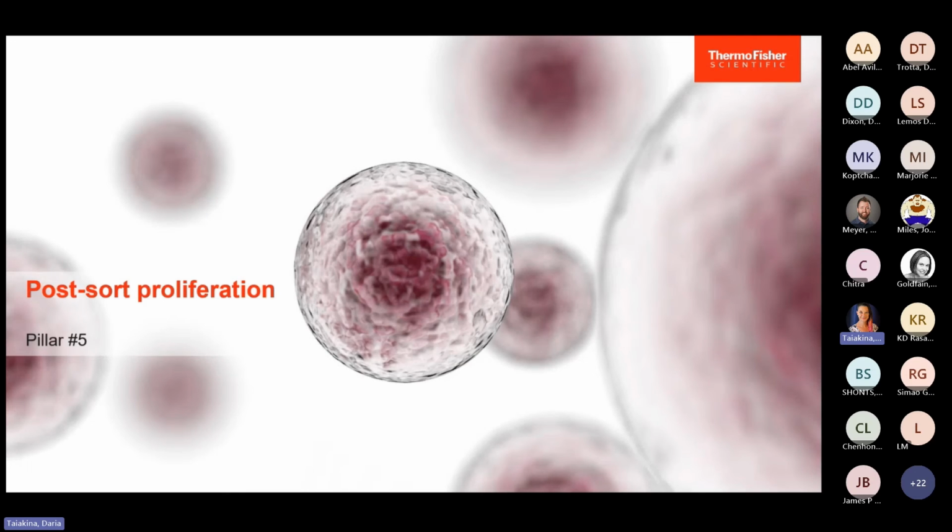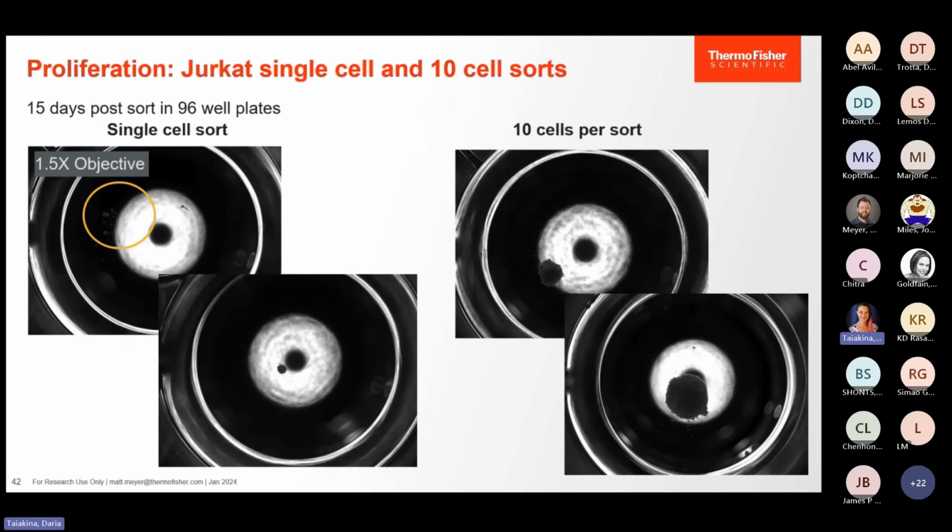And the fifth pillar is post-sort proliferation. So ultimately, we want to look at how these cells are proliferating after the sort. And so we can make sure they're not stressed, they're not damaged, which can prevent accurate and meaningful downstream applications, such as PCR. Peter Lopez and his team looked at stress-induced cell sorting, which is a really good paper that looks at the downstream applications and how they are affected.